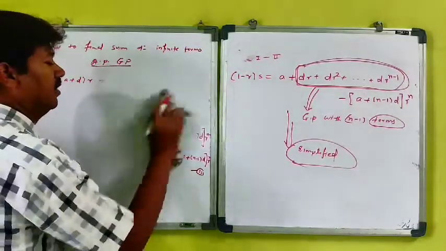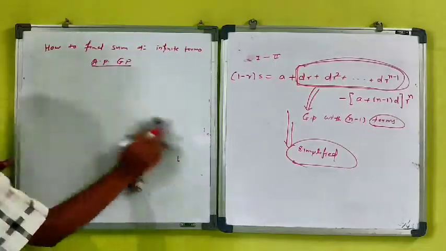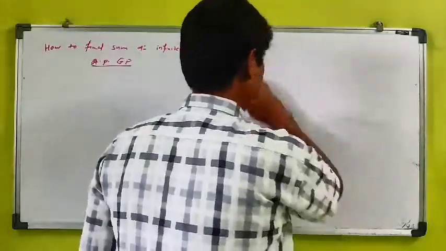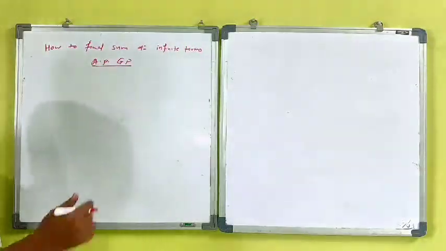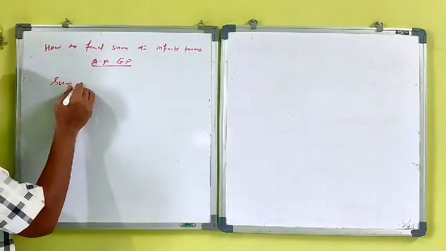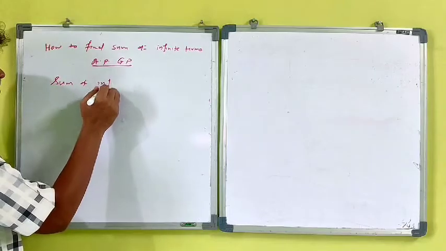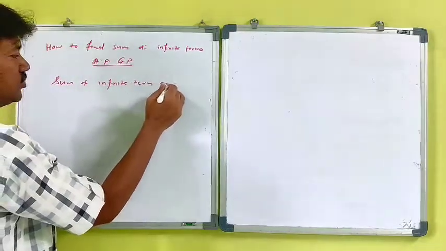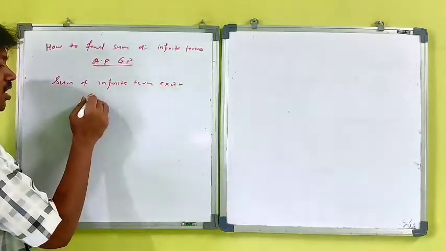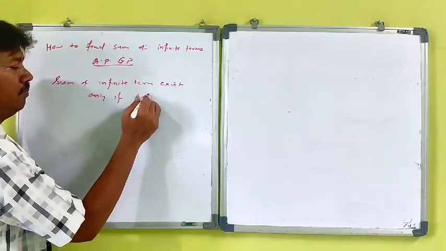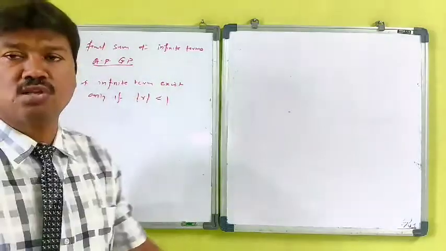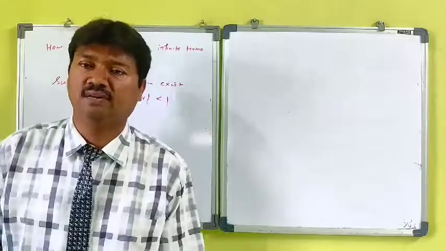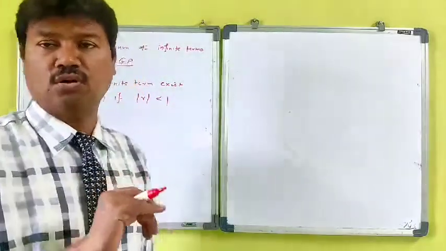So remember that. When it comes to infinite terms, the sum of infinite terms exists only if mod of r is less than 1, because if mod of r is not less than 1, then the sum to infinity will be infinity. So that is a very important concept.